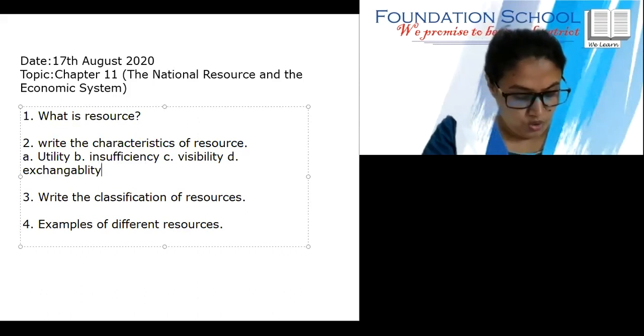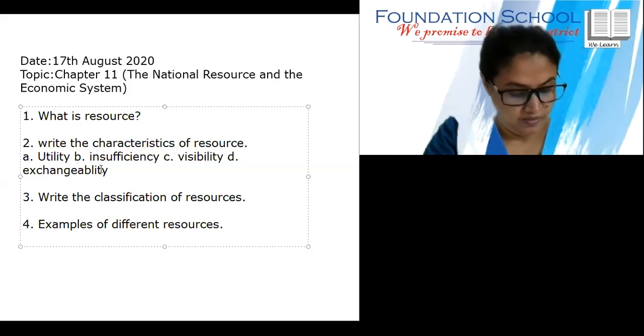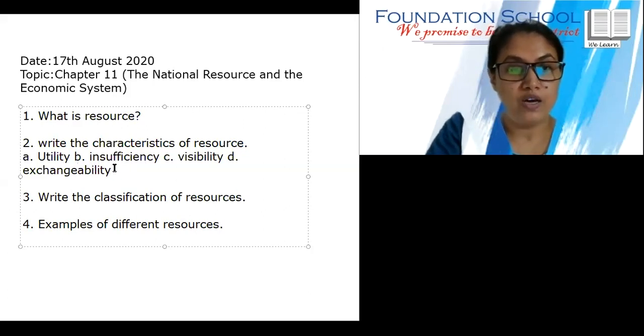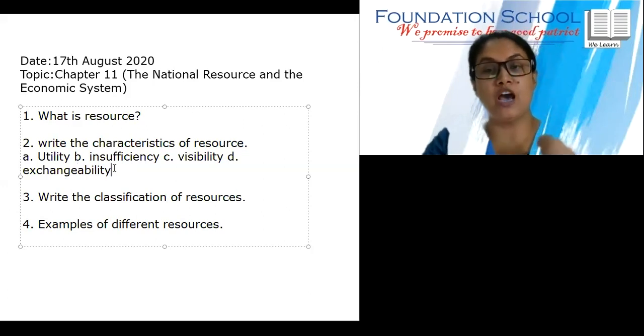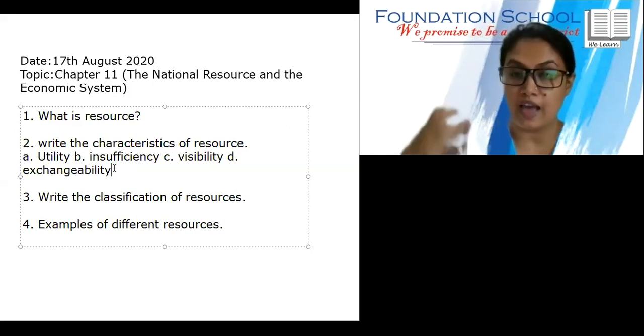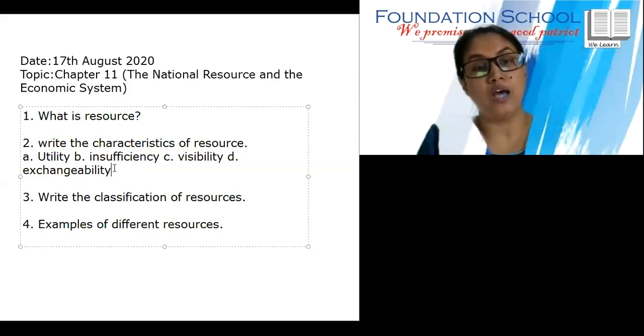So exchangeability is the last criterion of the characteristics of a resource. Suppose I need food. I have money, so I have to go to the shop or the market. I have to give the money and then I can buy the food. That is called exchange. The things which we can easily exchange with other things.